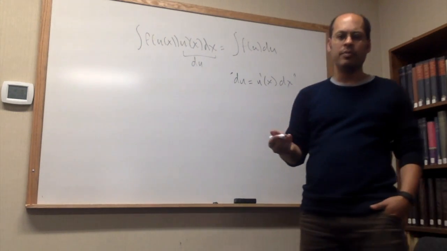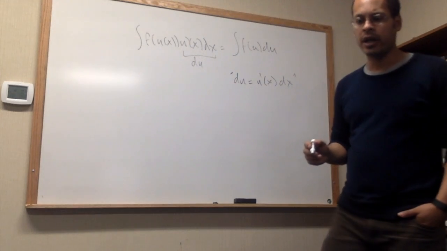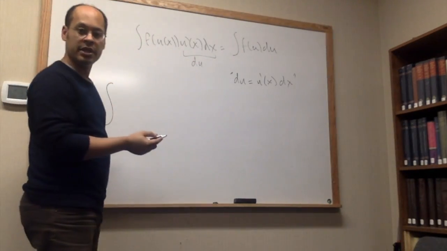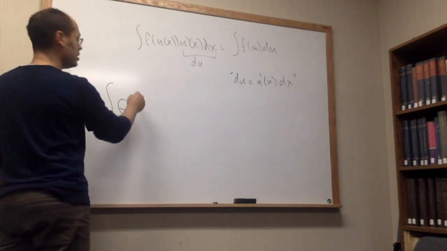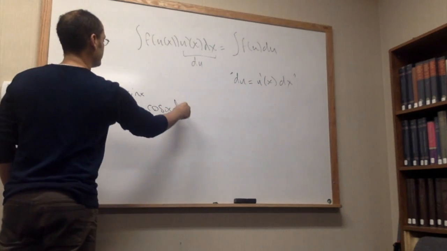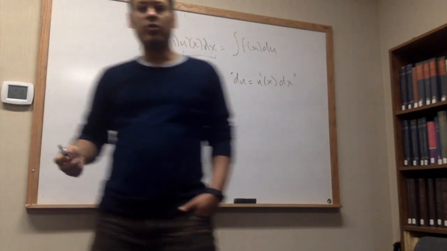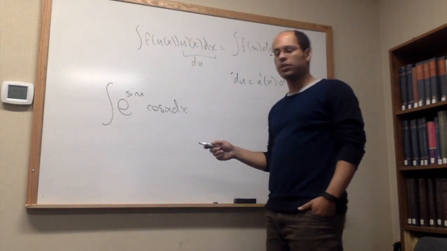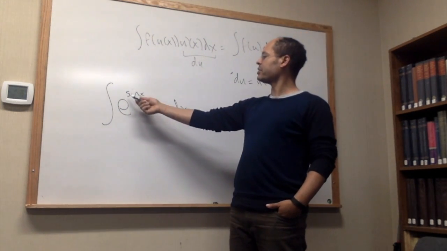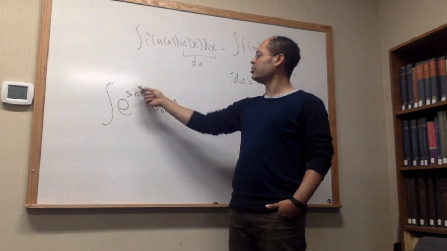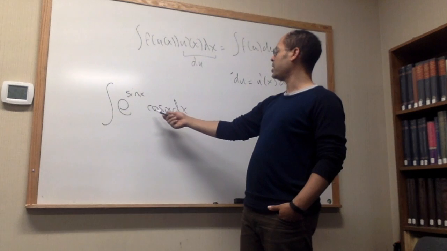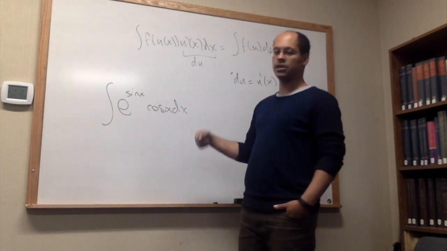So let's do a simple one first right away. How about the indefinite integral of e to the sine x, cosine x dx. Okay, so the idea is we'd like to look at this and say that we have some function, the exponential function, with something else stuck inside of it. This is our u of x function, the sine x in this case, and then multiplied by the derivative of that guy with a dx in front.